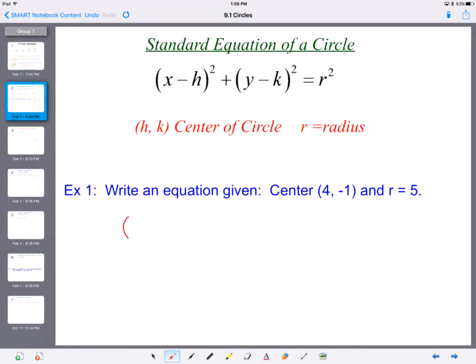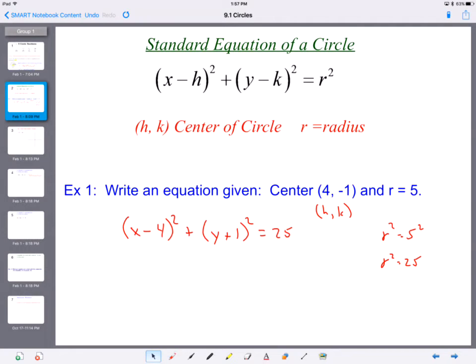So here we go. We have x minus h, h being the center, so that's h, k, the x value of the center. It'd be (x minus 4) squared plus (y minus negative 1), which would be y plus 1, squared, is equal to the radius squared. You square the 5 and you get 25, so r squared is equal to 25, and there's the equation of your circle.